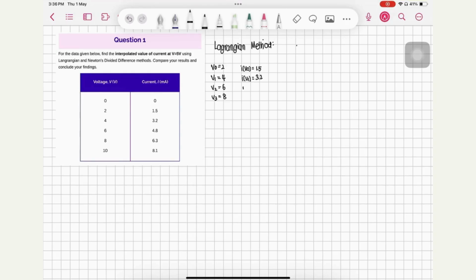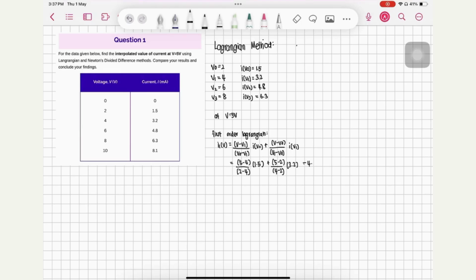For this method, we need to choose at least 4 points nearest to V equals 5 volt. Next, we need to write the formula to find the first order of Lagrangian. Next, we just need to plug in the values to get the first order of Lagrangian value, which is equal to 4.05 milliampere.